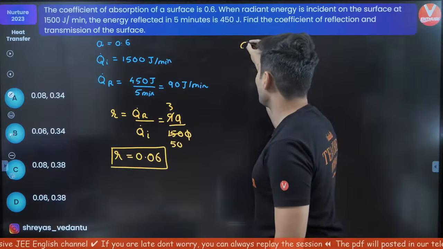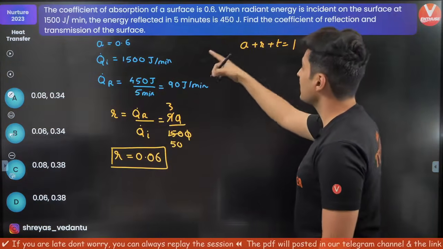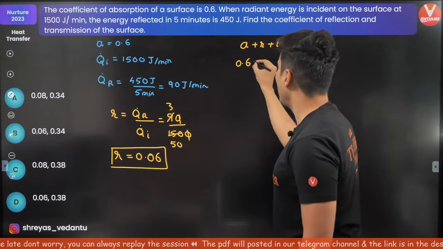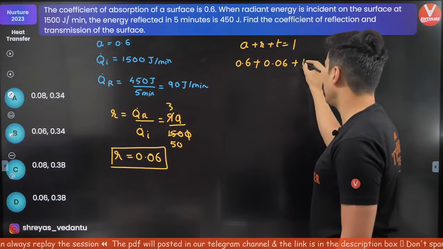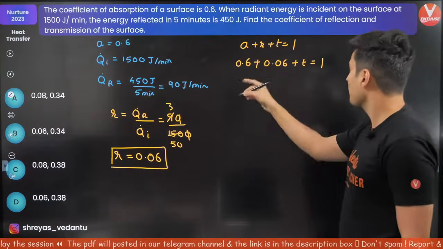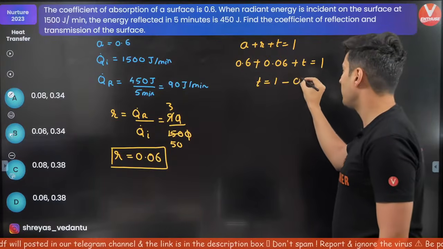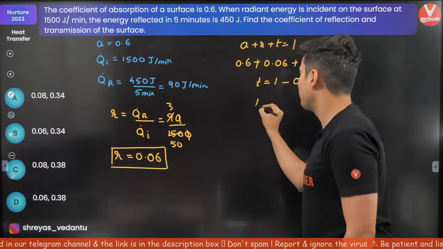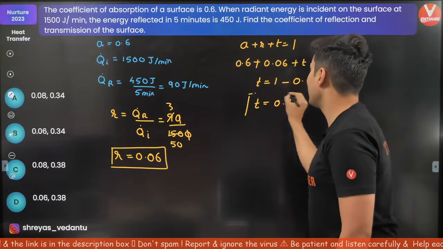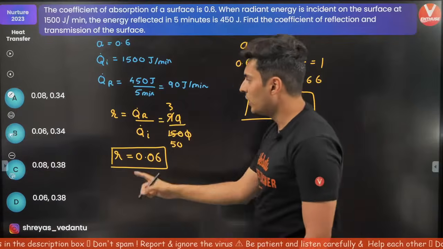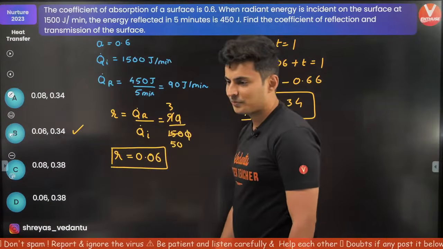Now R I know, A I know, T I don't know. Obviously, you're just going to use A plus R plus T is equal to 1. A is given to be 0.6, R we just figured out to be 0.06, T I do not know, the addition is 1. So T is basically 1 minus 0.66, wherefore T is equal to 0.34. That's the answer. Is it there somewhere, 0.06 and 0.34? Yes, it is there. Perfecto.